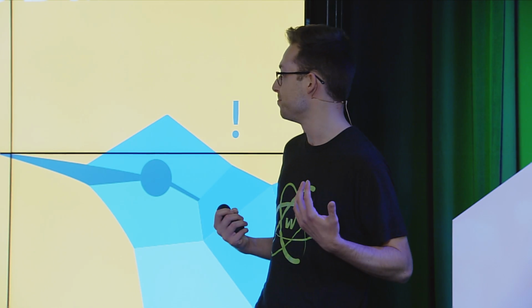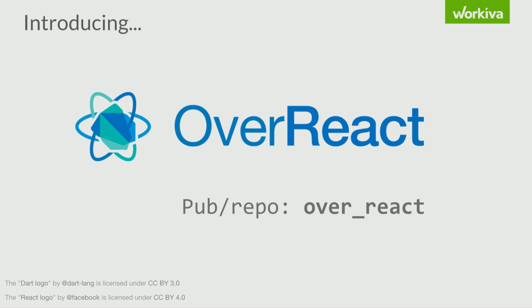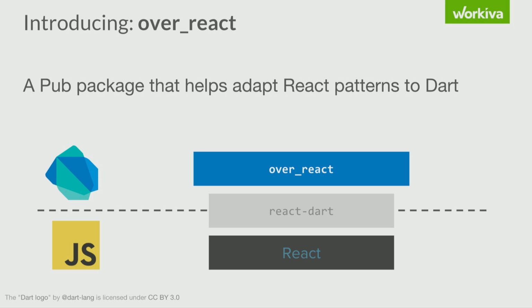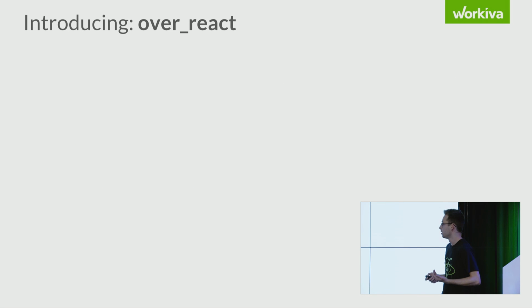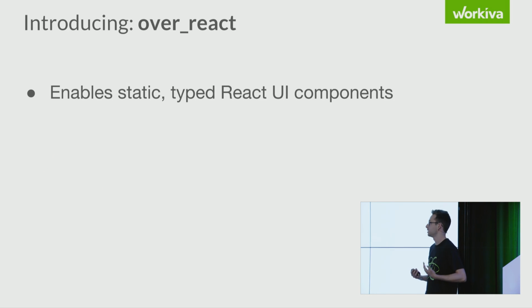So we thought, this could be Dartier. So what we came up with is a library called Overreact. Overreact is a layer that sits atop of React Dart and React and better adapts the API for use in Dart. And it just makes it easier to use React in Dart. One of the big things that it provides is statically declared React UI components. You can declare your props and state in a static way and get analysis support for those.